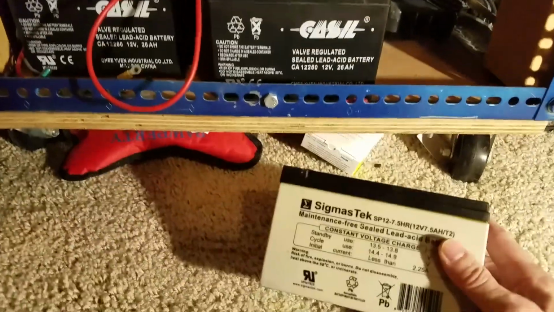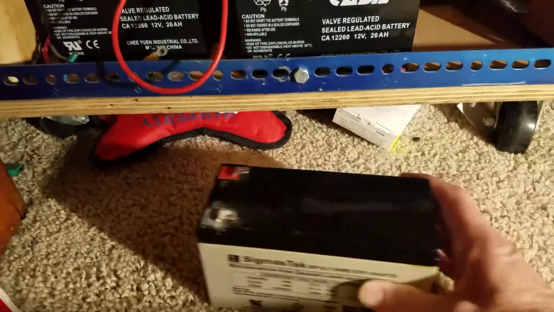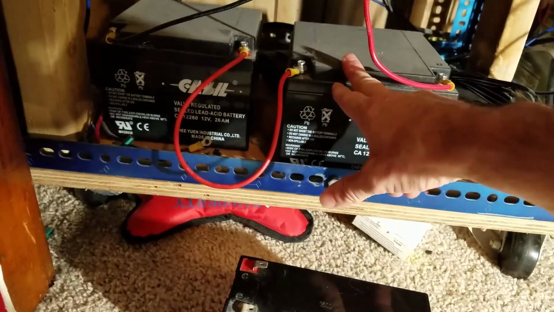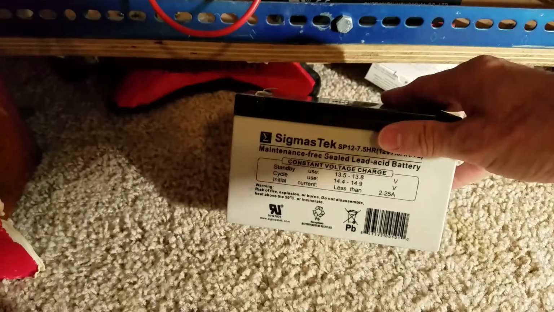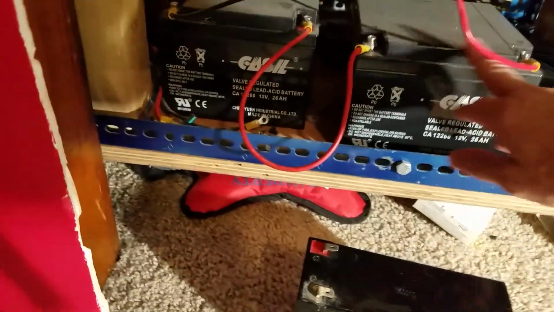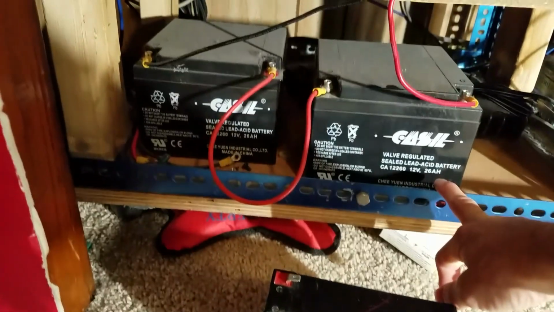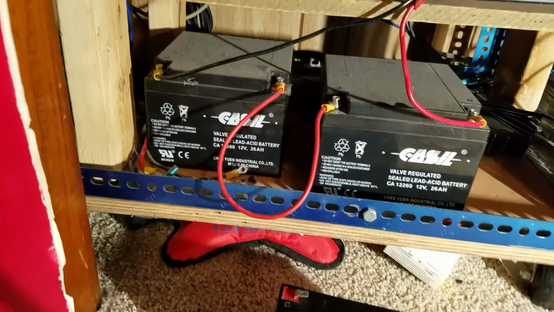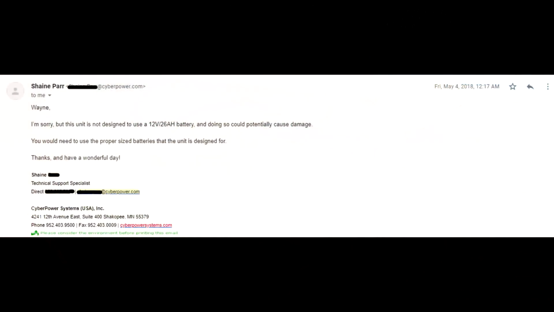Now, the only thing you have to remember is that each one of these batteries is 12 volts. So you need one big battery to replace one small battery. The company told me I could not go up to a 26 amp hour on this system, that it would not handle it. I proved them wrong, like I always do.